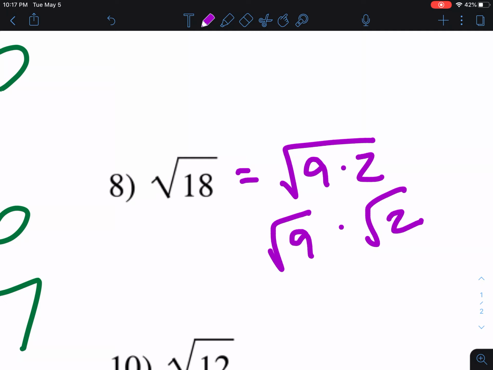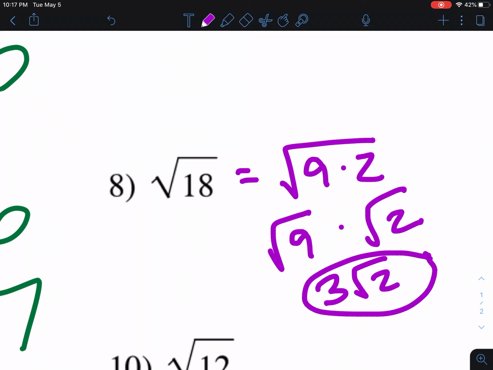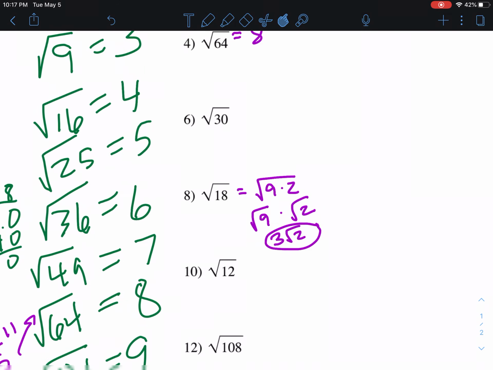Now that gives you a number you can easily take the square root of. You can take the square root of 9, which is 3. So we'll get 3 root 2. And that is what our simplified answer is. 3 times the square root of 2, also said 3 root 2. Okay, we're going to take a look at a couple more of these because I don't expect anybody to get it right off the bat. But that's the process there.